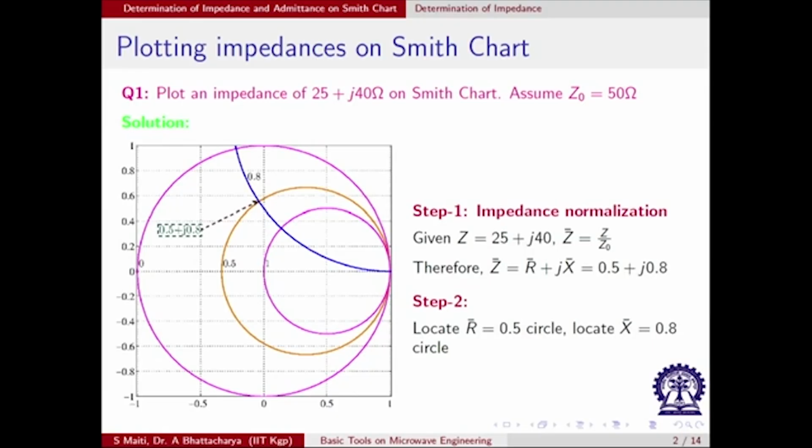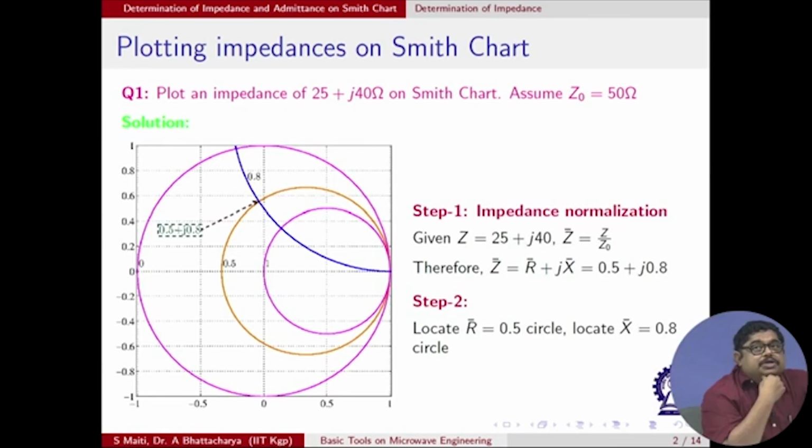Similarly, in transmission lines, if you get bogged down in doing those calculations manually, then a lot of time gets wasted. That can be done much more simply with the Smith chart tool. So, please practice those things. The first thing we will do is plot an impedance of 25 plus j 40 ohm on the Smith chart. Assume the characteristic impedance to be 50 ohm.